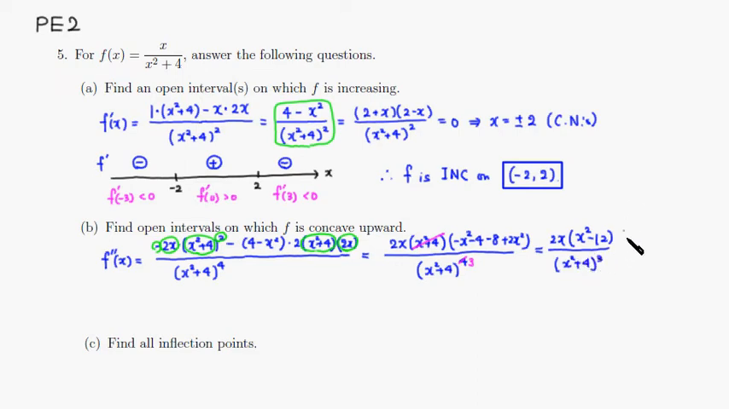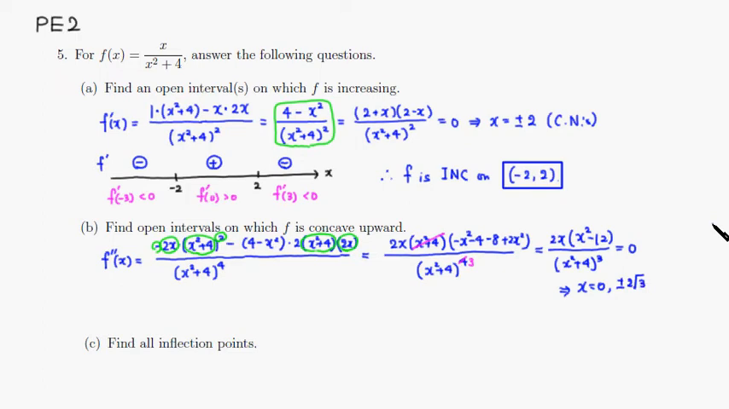So let's set this guy equal to 0. You will see that you will get either 0 or plus or minus square root of 12. So this is going to give us x equals 0 or plus or minus square root of 12, which is equivalent to 2 square root of 3.